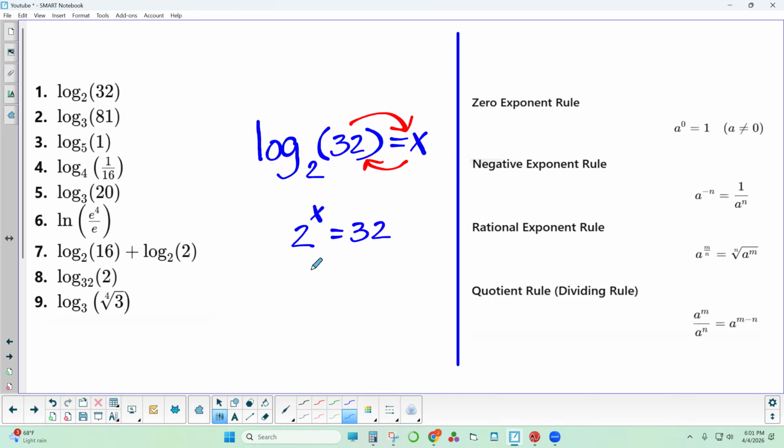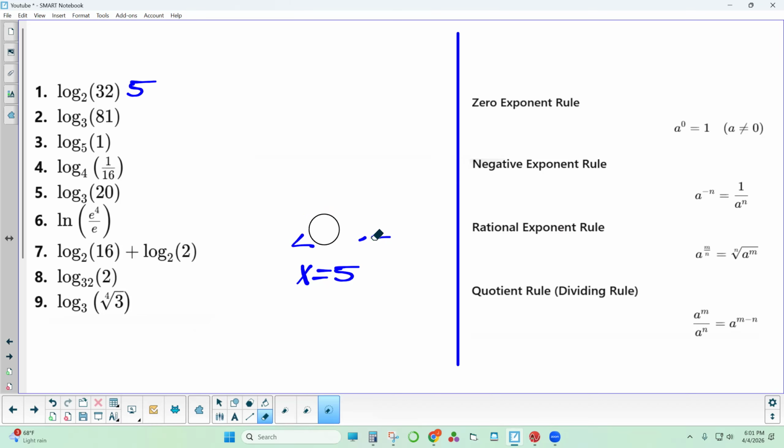And now when you look at it like this, you can clearly see what you're trying to achieve here. What power would I raise 2 to get 32? And that would just be 5. So your answer is 5. Okay? And it's that simple.